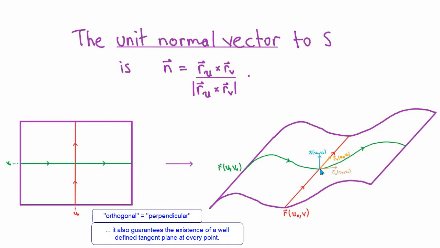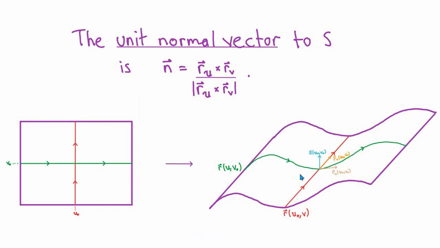To explain how that works, let's suppose that I'm at the point r of u0, v0 in the surface. In the picture that I've drawn, that point is the intersection of the image of the vertical line through u equals u0 and the horizontal line through v equals v0 in D. The images of those line segments are the red and green curves pictured here.